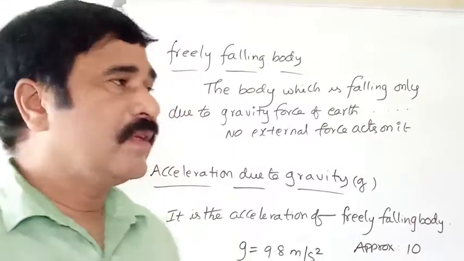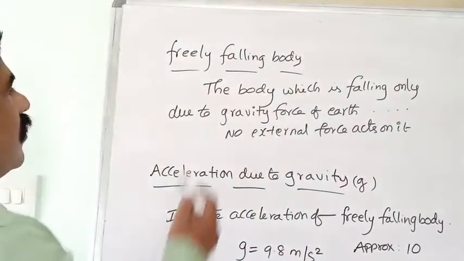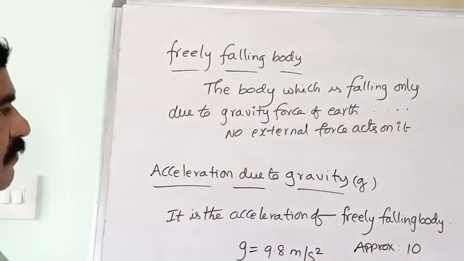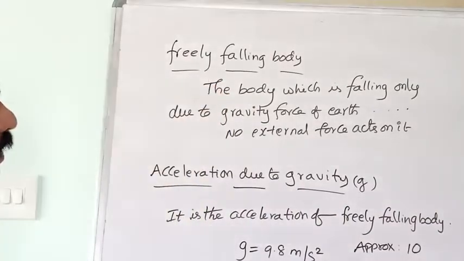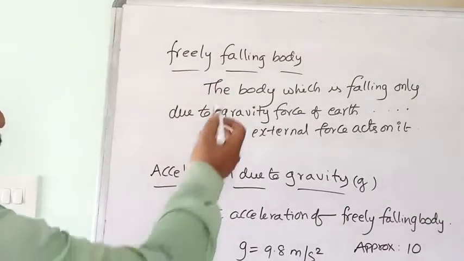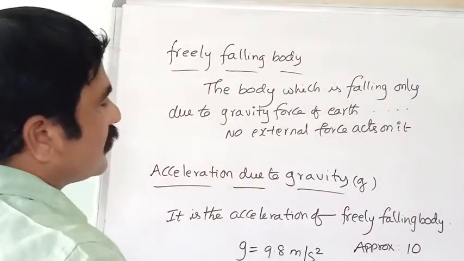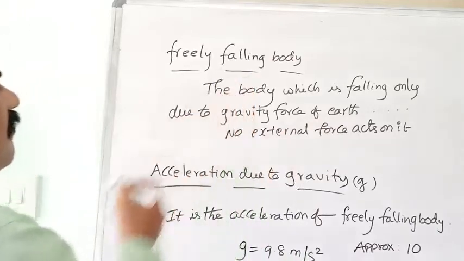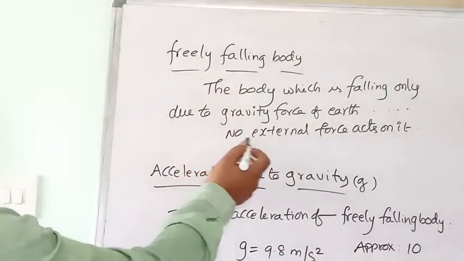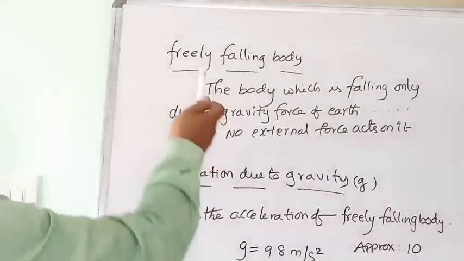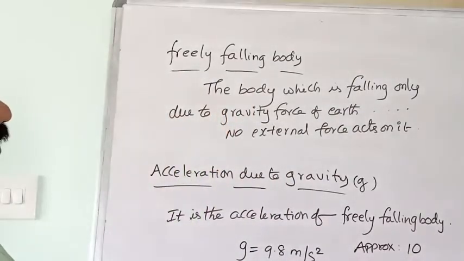Okay. See, the next point is freely falling body. This term is coming so many times. That is why, what is a freely falling body? You must know. The body which is falling only because of gravity force is called a freely falling body. That means no external force acts on it. Such a body is known as a freely falling body.